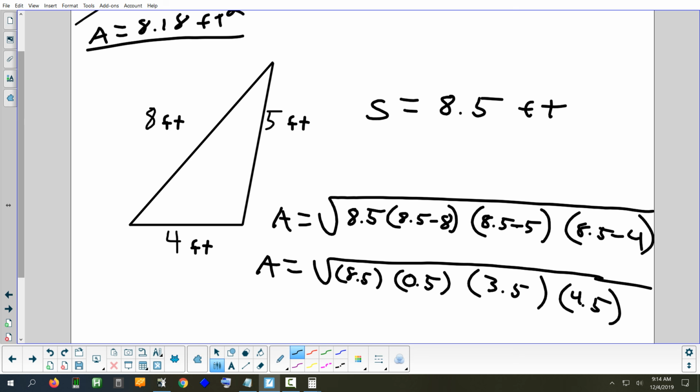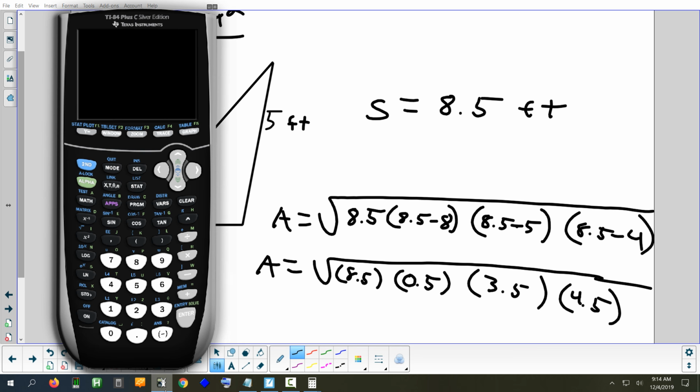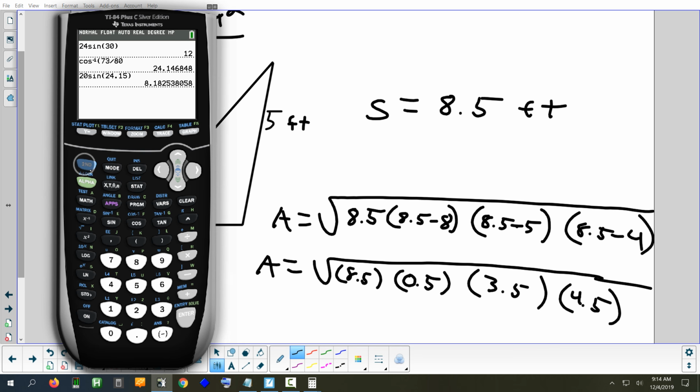Now, type all that in, and as long as we've done everything correct, we already know we should get 8.18 for the area. And we avoided having to do law of cosines. Yes, it is another formula you have to remember, but it makes it so then you don't have to remember law of cosines. Okay, let's see what we got. Square root of, on my calculator, I'm just going to use the times button. I could use parentheses, but this is less typing. 3.5 times 4.5.